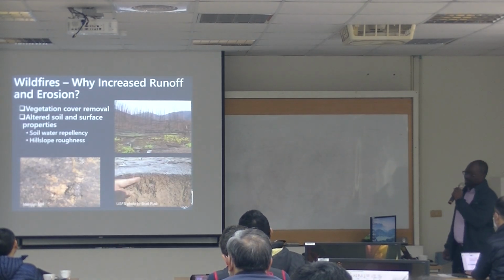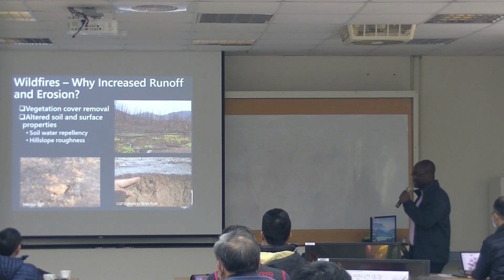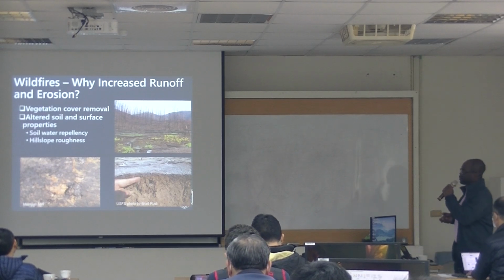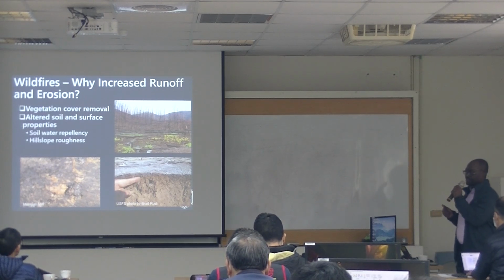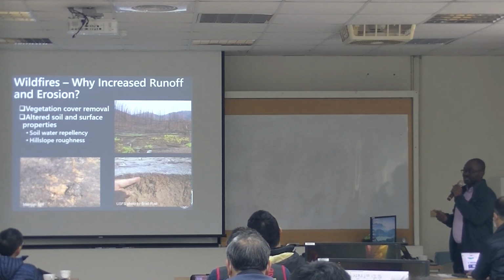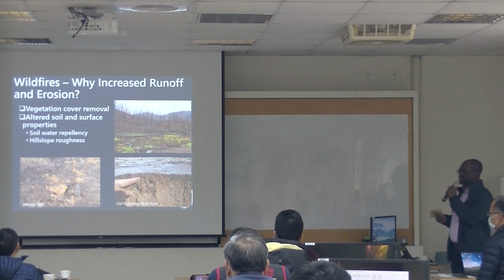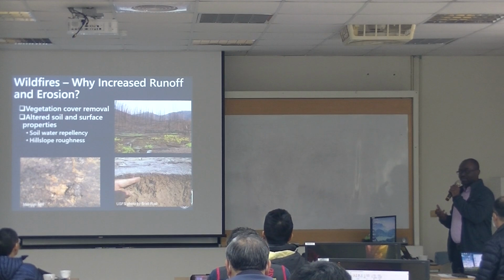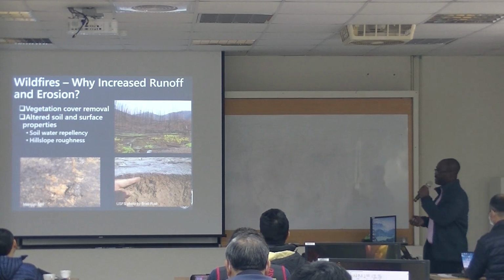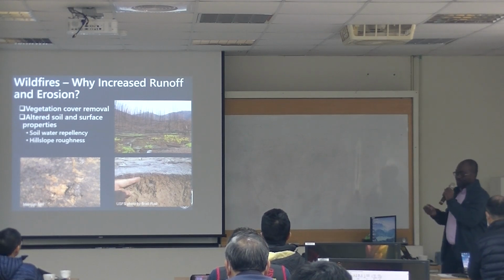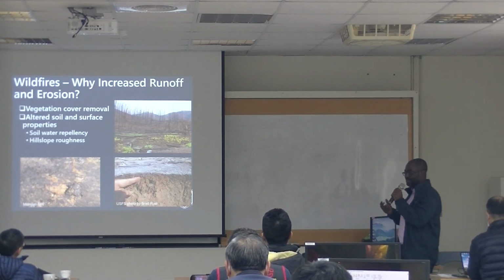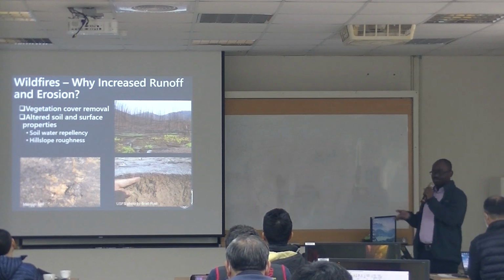So what happens when you have a fire? There are several things that lead to the increase in runoff and the increase in erosion. First off, you have vegetation cover removal. So that protection that you get when it rains in terms of surface cover is lost. Water can't be captured. You have less water being stored in your canopies and being allowed to evaporate. You also have removal of material and surface roughness, and so whenever you have any runoff, it doesn't slow down. It doesn't have a chance to infiltrate, which means you can have more surface runoff.